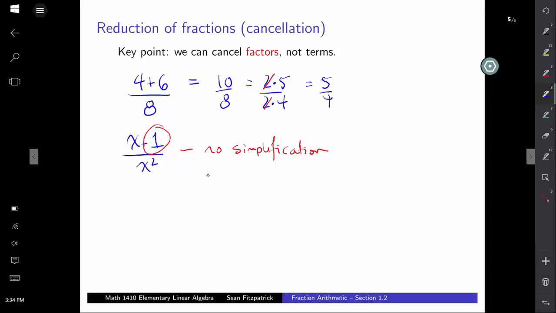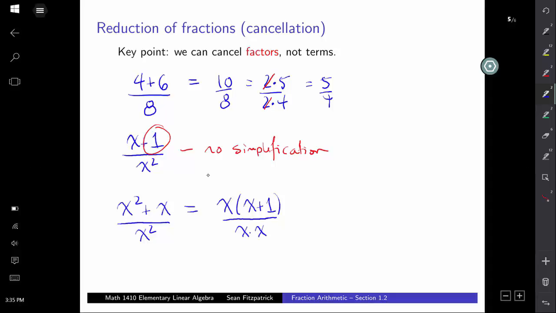On the other hand, if I had something like x squared plus x over x squared, oh, now I can simplify, because there's an x which is common to both. If I use the distributive property, I can factor out an x. x squared plus x is the same as x times x plus 1. x squared is x times x. And now you can use equivalent fractions to say, I've got an x here, I've got an x here, those are common factors, they cancel, and I simplify this down to x plus 1 over x.